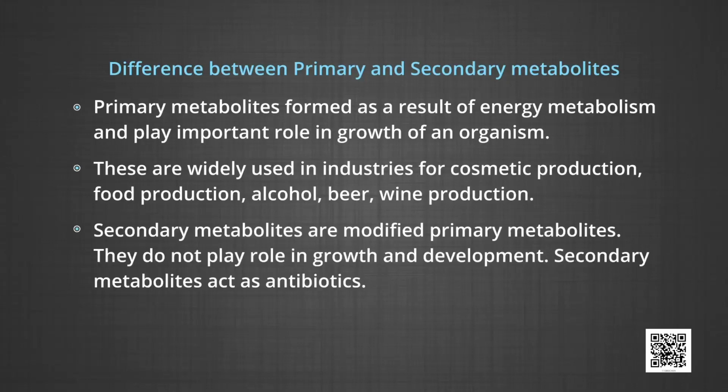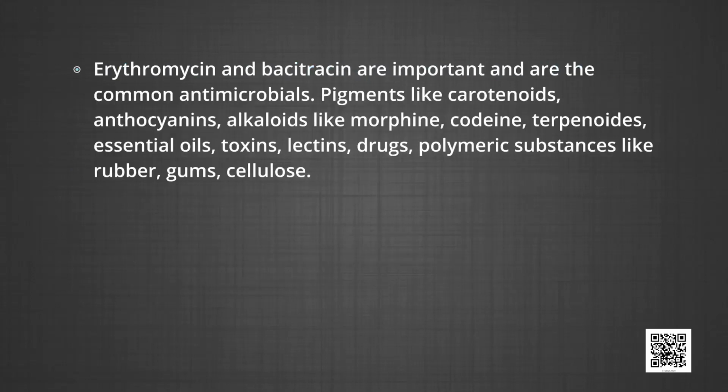But secondary metabolites are modified primary metabolites. They do not play a role in growth and development. The secondary metabolites act as antibiotics. Erythromycin, bacitracin, these are important and are the common antimicrobials. Pigments like carotenoids, anthocyanins, alkaloids, morphine, codeine, terpenoids, essential oils, toxins, lectins, drugs, polymeric substances, rubber, gums, cellulose, these all are the examples of secondary metabolites, other than primary metabolites.